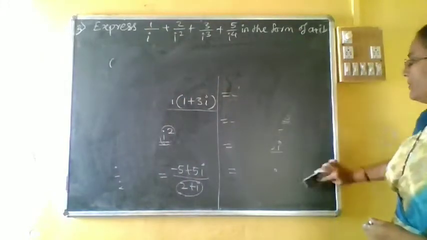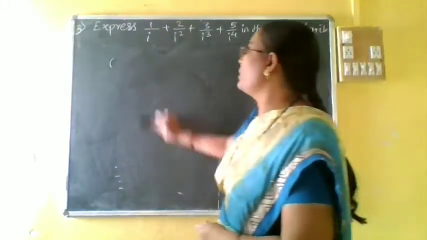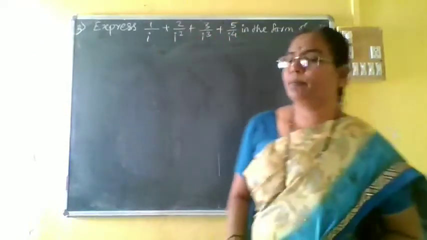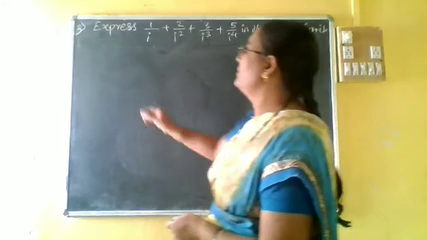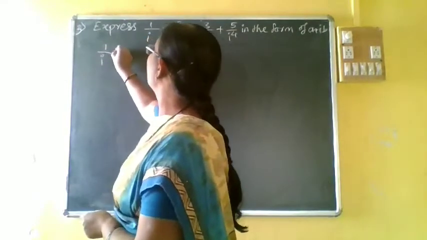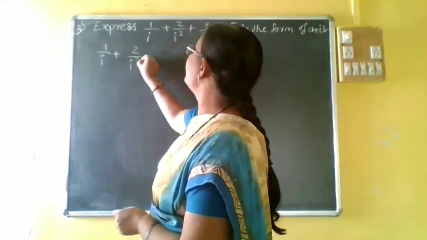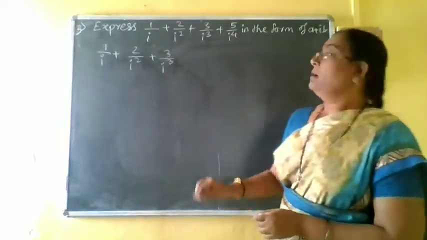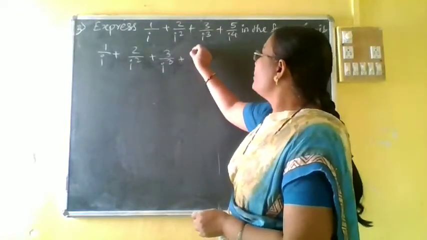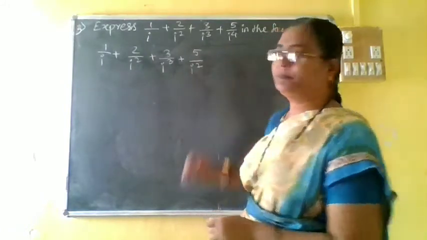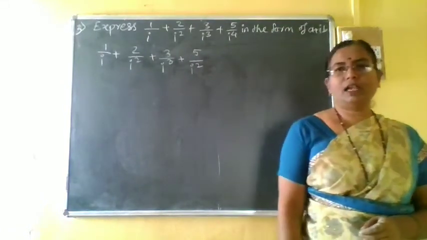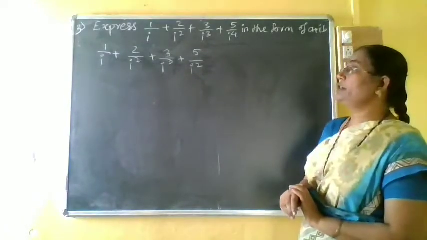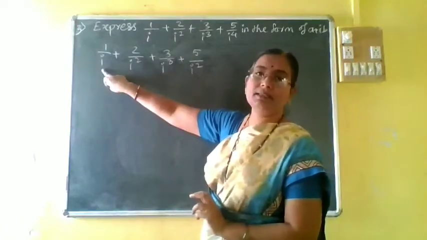Let us take the given expression, that is 1 upon i plus 2 upon i square plus 3 upon i cube plus 5 upon i raised to 4. First, take the values of the denominators. What are the denominators? First denominator is i.